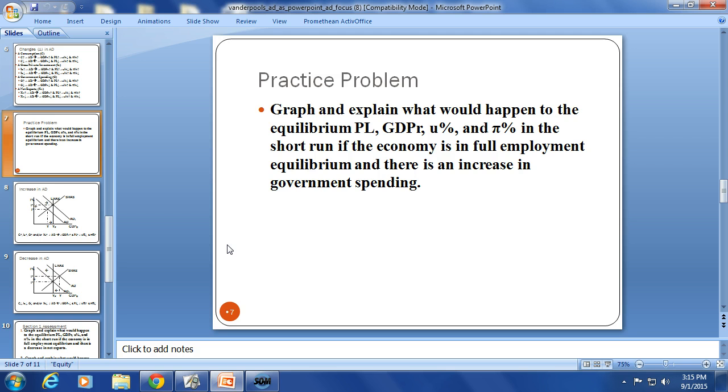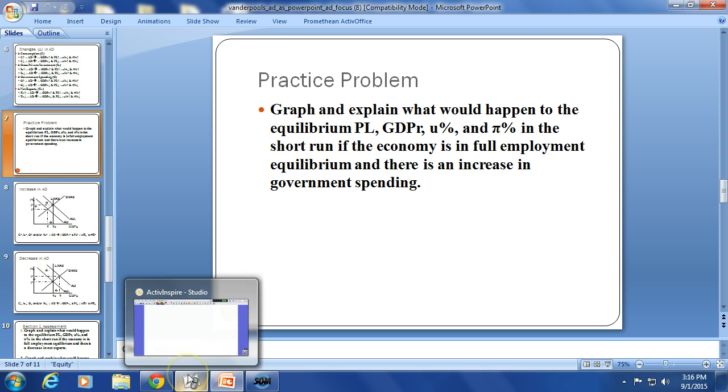Okay, remember, in the short run, wages and input costs are sticky. Okay, they have not adjusted yet, and they adjust in the long run. So our focus here is going to be on the short run. If the economy is in full employment equilibrium and there is an increase in government spending. So this is going to be very similar to the types of problems we're going to be doing for homework and throughout the rest of this PowerPoint. So let's go and take a look at that.